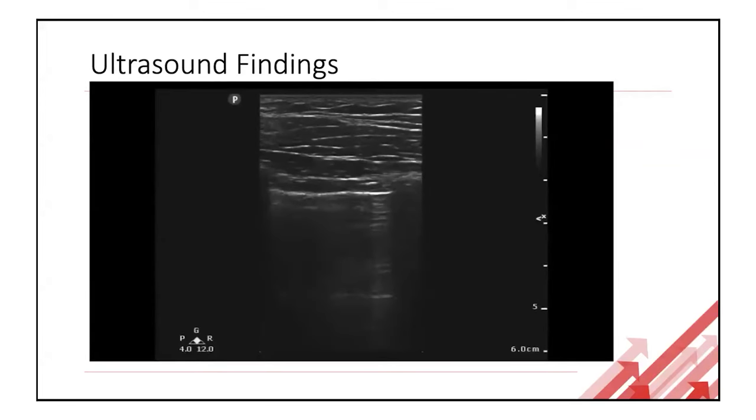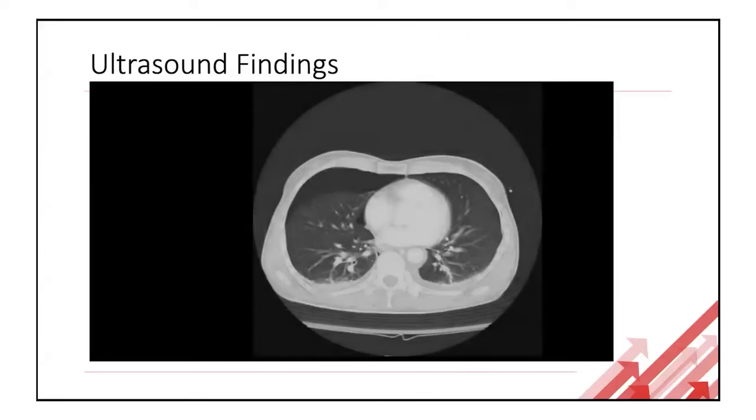And this is what a lung point looks like. Notice on the left side of the screen, you actually see lung sliding. That white line is moving back and forth, left to right on the screen. However, on the right side of the screen, you just see that white line by itself without any movement at all. This is a lung point, and this is thought to be very specific for a pneumothorax.